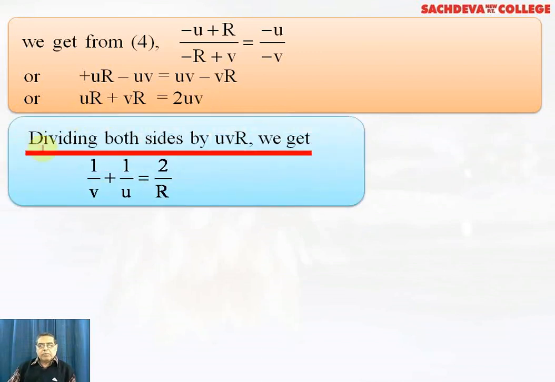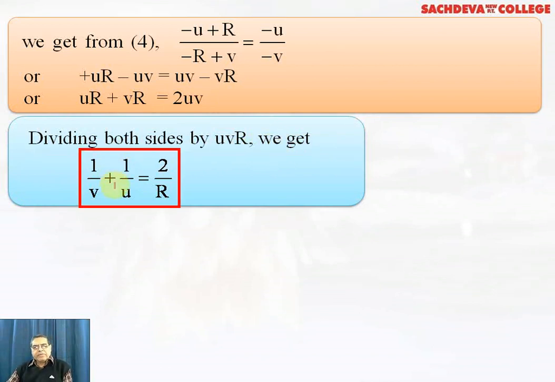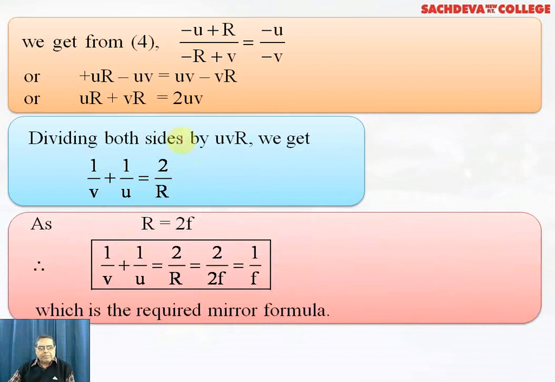Now, dividing both sides by UVR, we get 1 over V plus 1 over U is equal to 2 over R. Now, as R is equal to 2F, in the above equation for R we will put 2F, the 2 will cancel off, and we will get 1 over F is equal to 1 over V plus 1 over U, which is the required mirror formula.